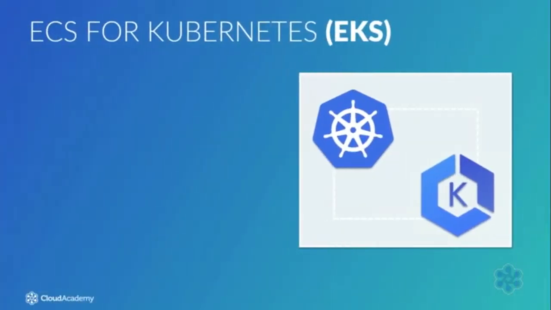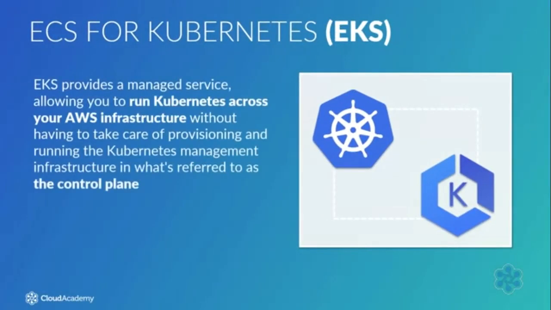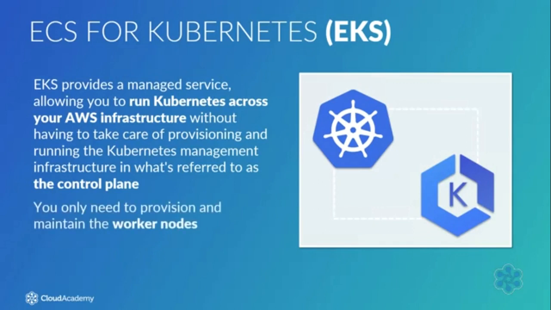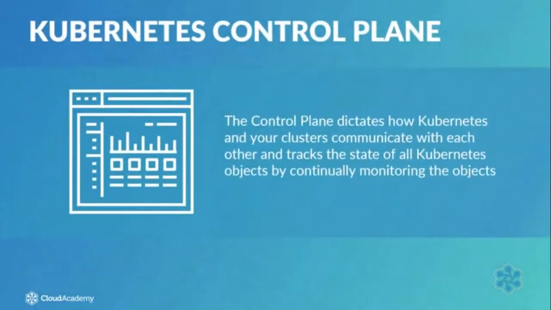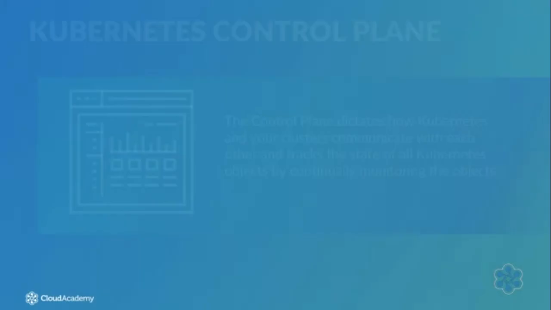Next, I looked at the Elastic Container Service for Kubernetes, known as EKS. EKS provides a managed service allowing you to run Kubernetes across your AWS infrastructure without having to take care of provisioning and running the Kubernetes management infrastructure in what's referred to as the control plane. You, the AWS account owner, only need to provision and maintain the worker nodes. The control plane dictates how Kubernetes and your clusters communicate with each other and tracks the state of all Kubernetes objects by continually monitoring the objects.